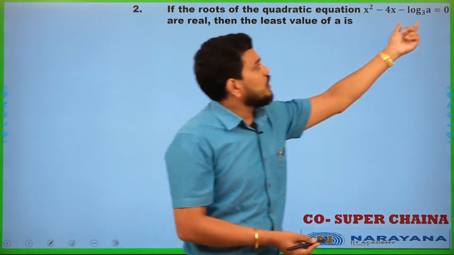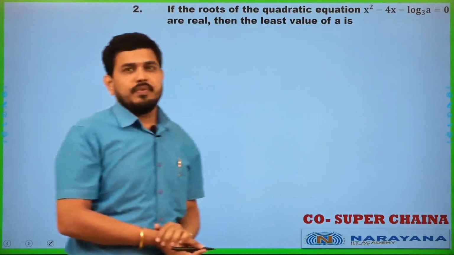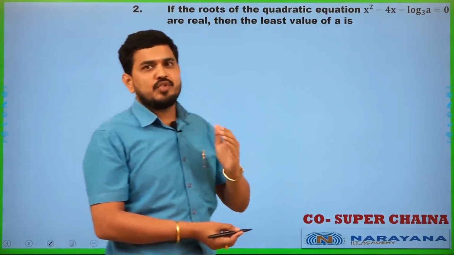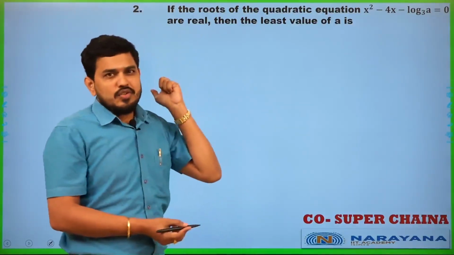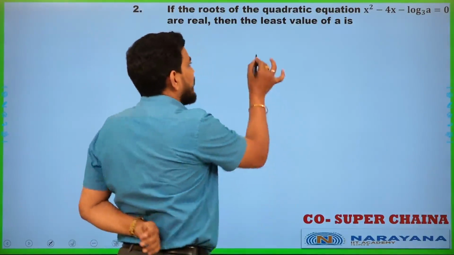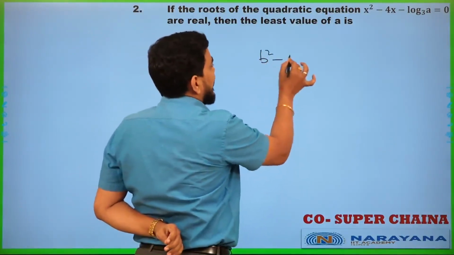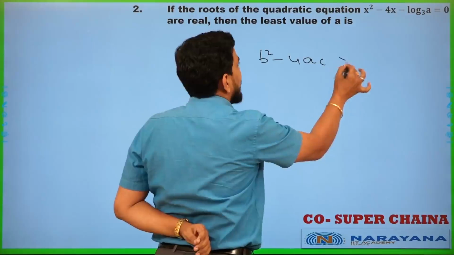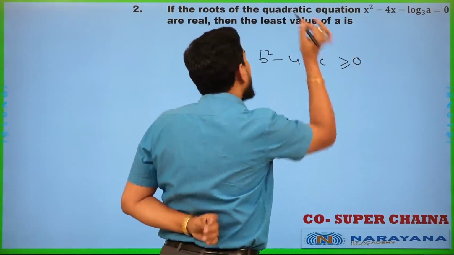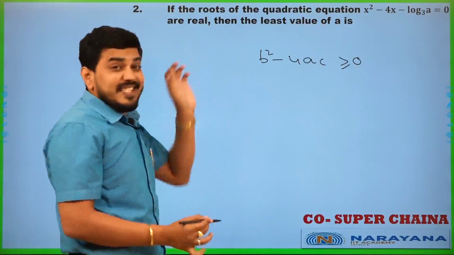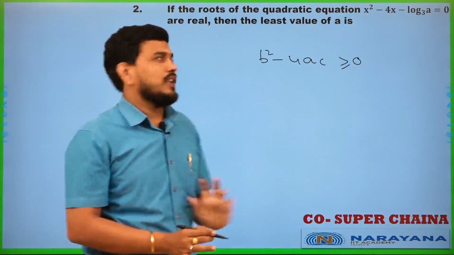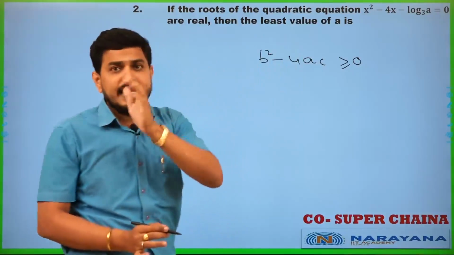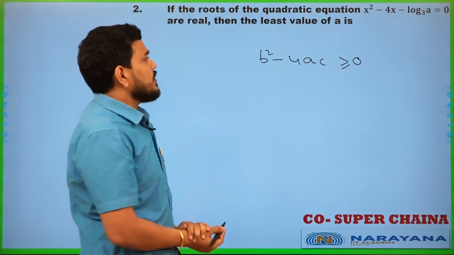So here you have the logarithm. So what is log a base 3? You can think about that. The roots are real, so what is the condition? First, clearly, the discriminant b² − 4ac should be greater than or equal to 0. Why? They said only real. They didn't say whether the roots are distinct or equal. So b² − 4ac is greater than or equal to 0.